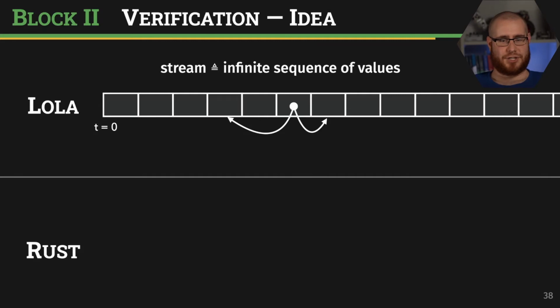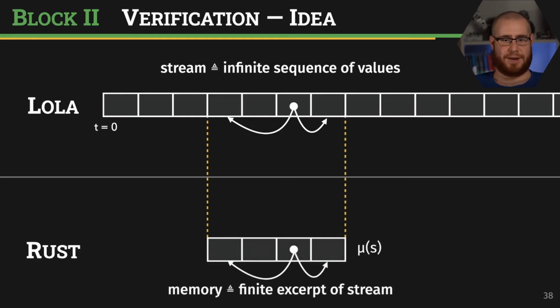The major challenge for the verification is that in Lula we argue about streams, and streams are infinite sequences of values. So this is all good and well. However, in Rust we don't have any notion of infinite sequences of values. We only have a finite piece of memory, and this excerpt of the stream has to suffice. We know how large this piece of memory has to be, namely this is the memory requirement we computed before. And now we want to show that these values are the same as the ones in the theoretical Lula model.